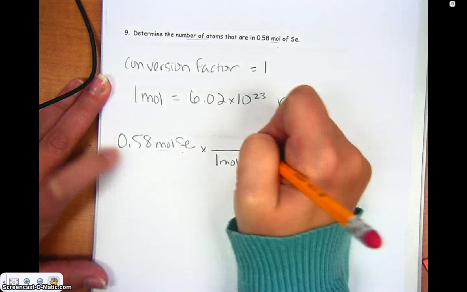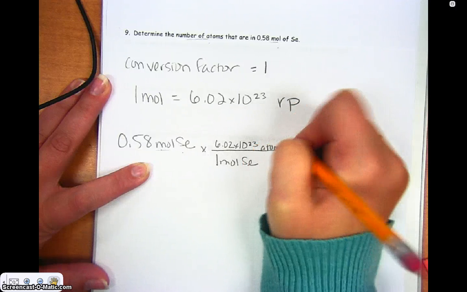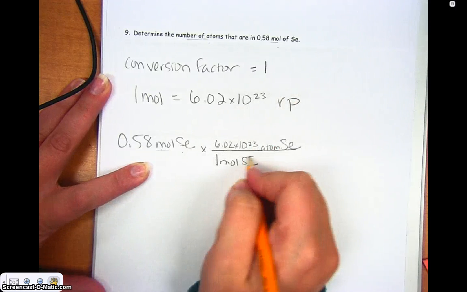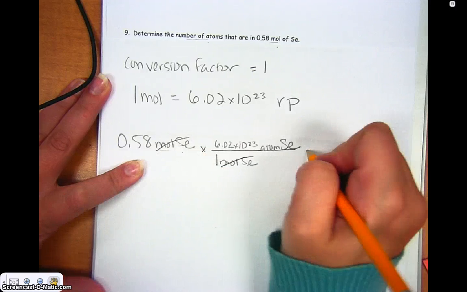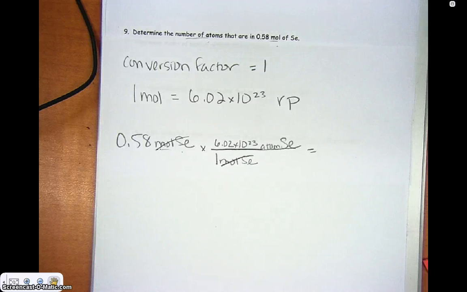And then on top, I'm going to put Avogadro's number, 6 times 10 to the 23rd, and in this case, it is atoms of selenium. So my moles will cancel. And to figure out how many atoms I have, I'm just going to take this number and multiply by this number. Let me grab a calculator quick.